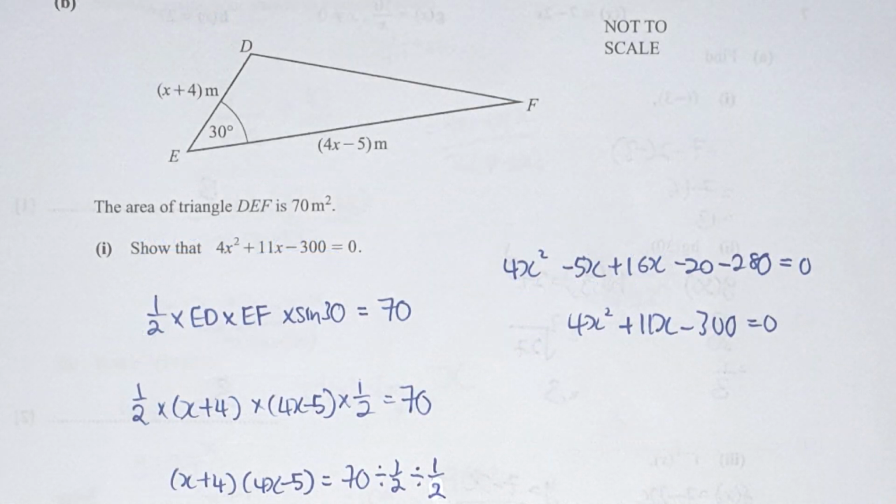As for part B, there's nothing complicated about this. Just substitute into the irregular triangle area formula, half AB sine C, and it will turn out to be 70. I first change sine 30 into 1/2, then I move them to the other side. So 70 divided by 1/2 divided by 1/2. Expand the bracket, rearrange them, then you get this final result.